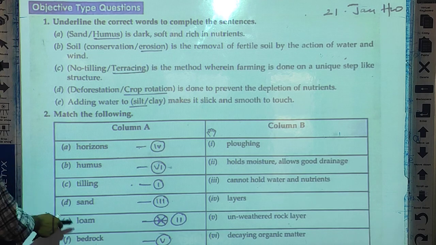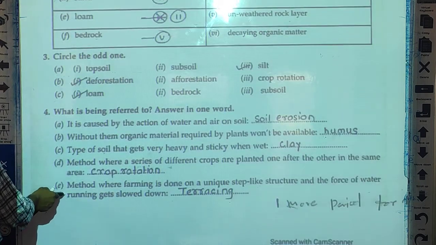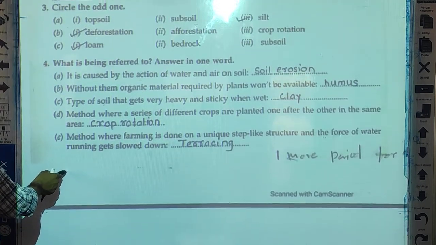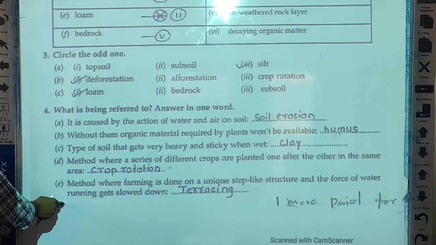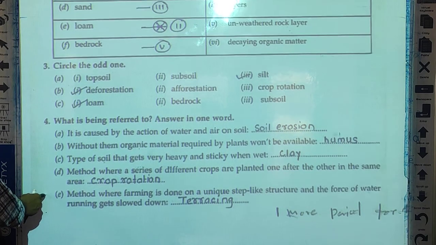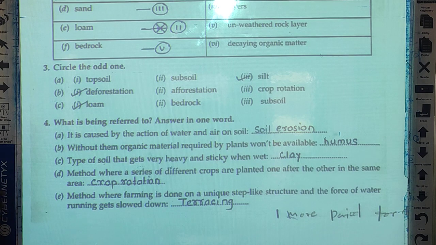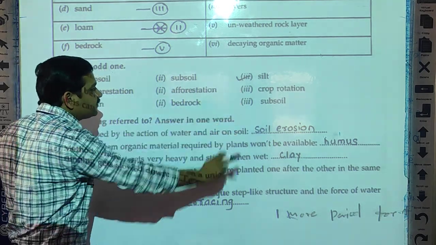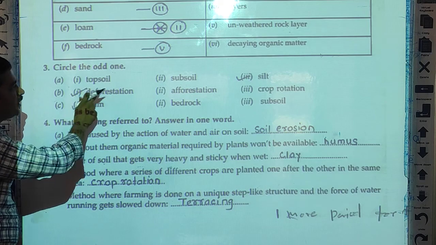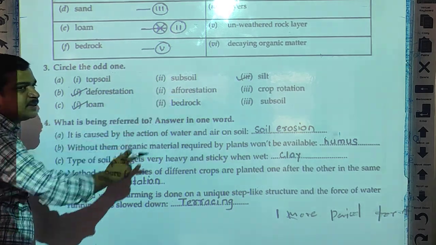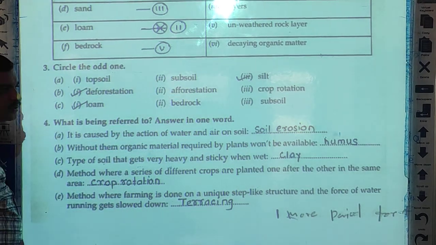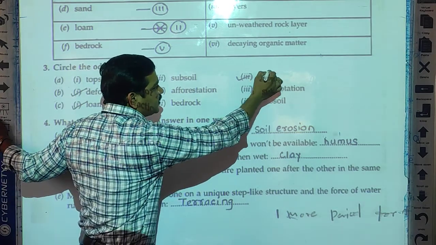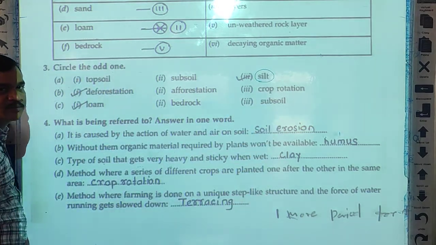Next question is: circle the odd one. Can you see the question here? You have to make a circle, otherwise you can tick. Topsoil, subsoil, silt. Which one is the odd one? Topsoil and subsoil are the layers of soil. So who is odd here? Silt. So you can make a circle around silt.